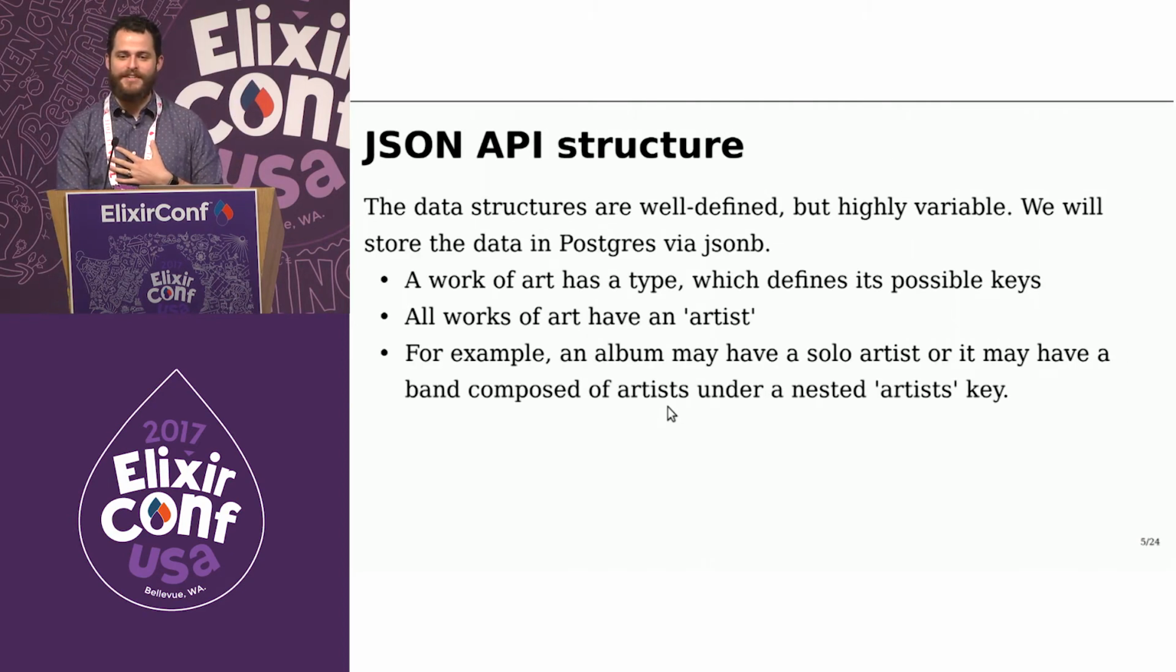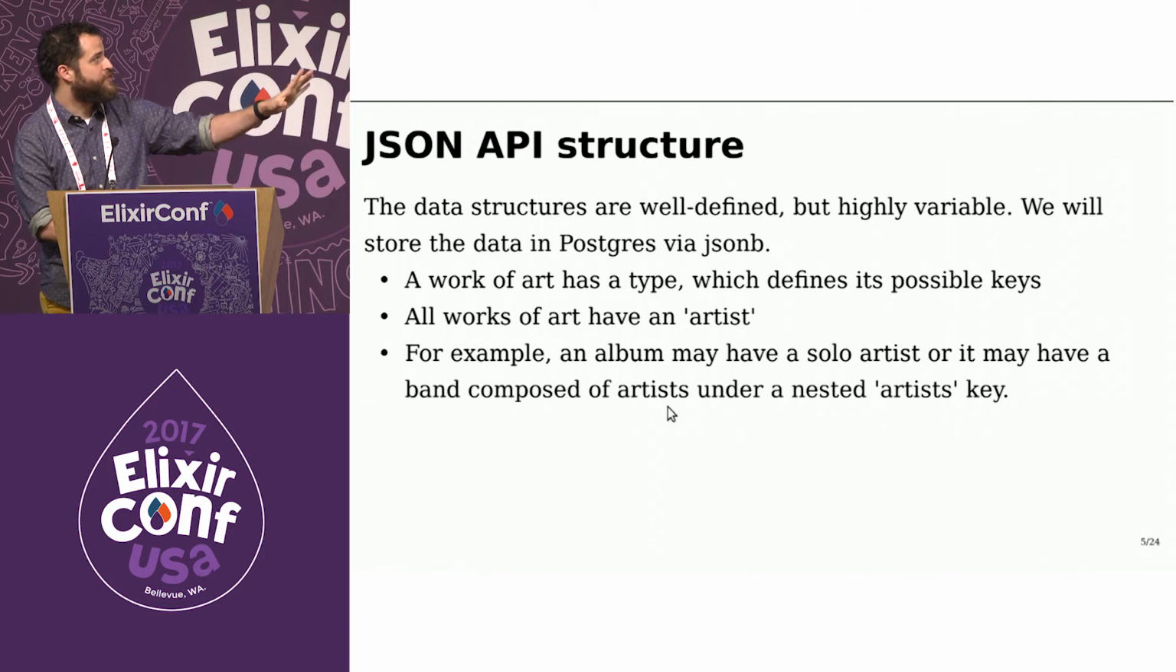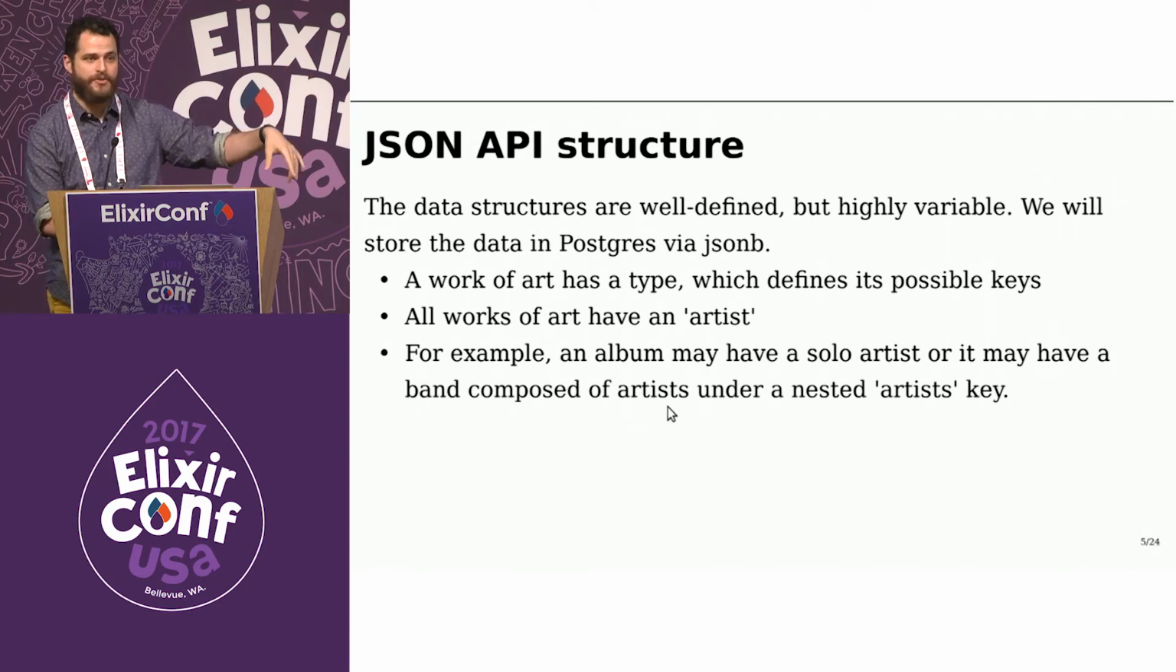So the JSON API structure, the data structures are well-defined but highly variable. So we're going to store that data in Postgres with JSONB. And so basically, a simple version of it is that we have a work of art which has a type, which defines its possible keys. All works of art have an artist.